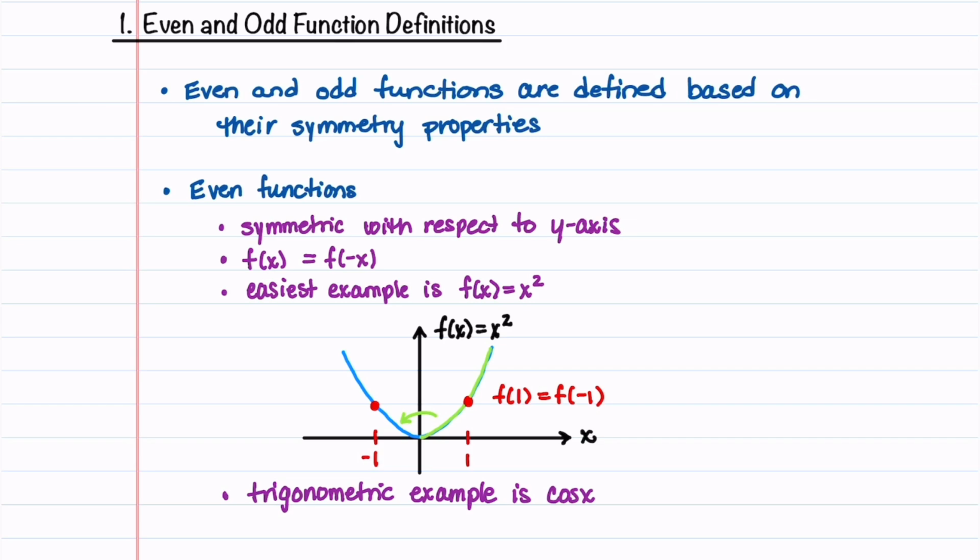We'll start by quickly reviewing even and odd functions, see what they look like graphically, and how they're defined algebraically. Even functions are symmetric with respect to the y-axis and are defined algebraically as f of x is equal to f of minus x. Let's look at the function f of x is equal to x squared, which is graphed here. You can see that it's symmetric with respect to the y-axis since the right side is a mirror image of the left side. You can also see that f of 1 is equal to f of minus 1. A trigonometric example of an even function is cosine x.